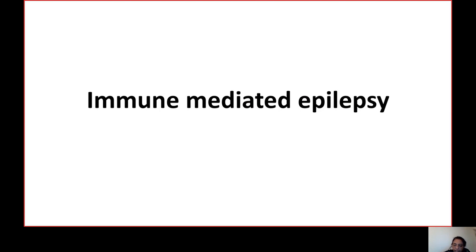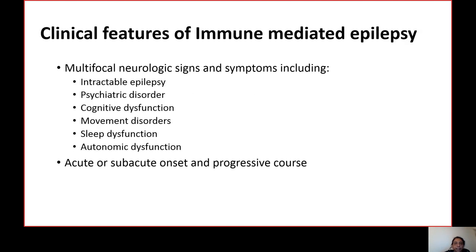Finally, immune-mediated epilepsy, which is an upcoming cause for epilepsies. They have multifocal neurologic signs and symptoms. These include intractable epilepsy, psychiatric disorders, where they end up in a psychiatric ward, cognitive dysfunction, movement disorders, sleep dysfunction, and autonomic dysfunction. These are the ways that they present to us, and they may have an acute, subacute, or sometimes progressive course.